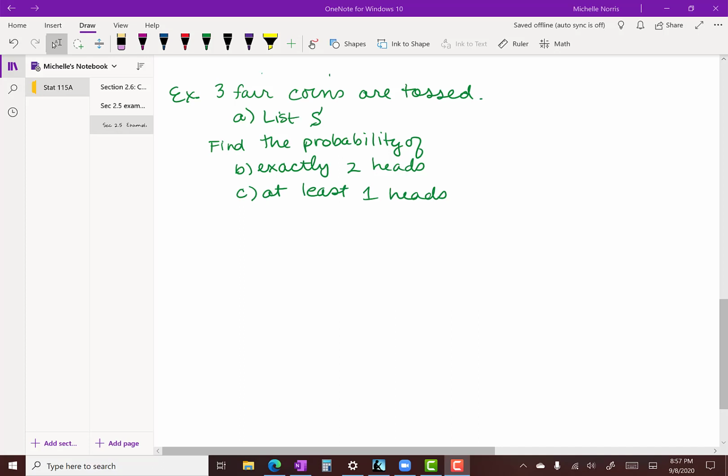Okay, so as a final example on computing probabilities in discrete sample spaces where the outcomes are equally likely, our experiment is to toss 3 fair coins, and we want to list out the sample space and then find a couple of probabilities. Let's start by listing out the sample space, and I'm going to show you how to use a tree diagram to list this sample space out.